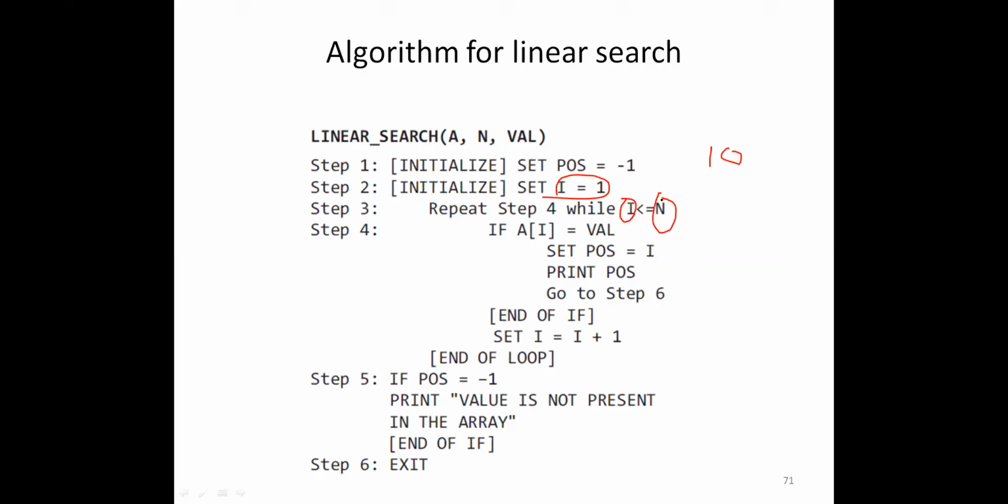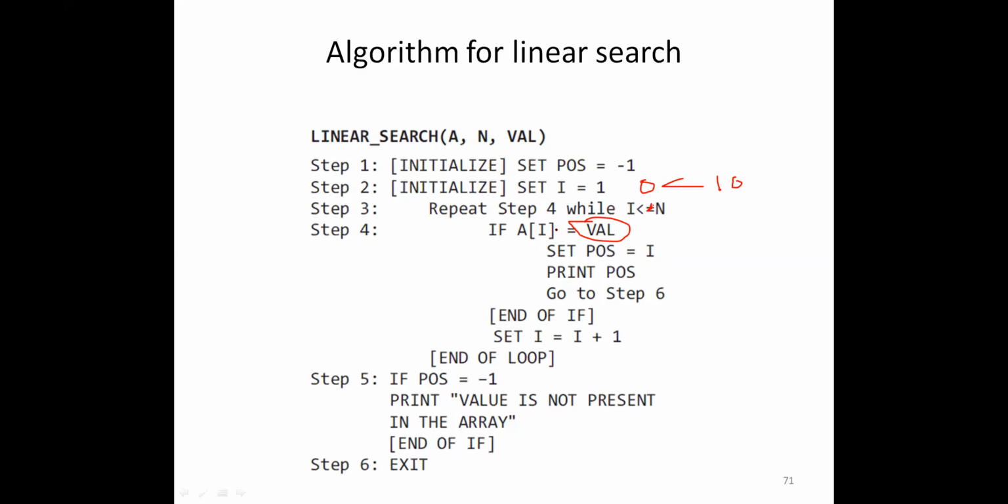If you are starting from 0, then the condition is 0 lesser than n, that is 10. If your I is 0, you can say 0 lesser than 10. So nothing is there, very simple. Then what you are doing? This is the element you are going to find, the value. For example, in our case, you are going to find 9.